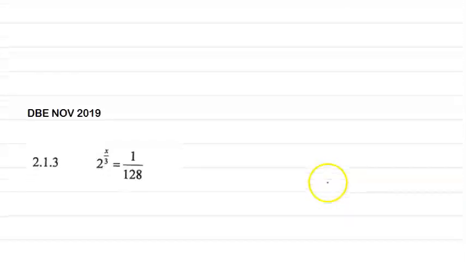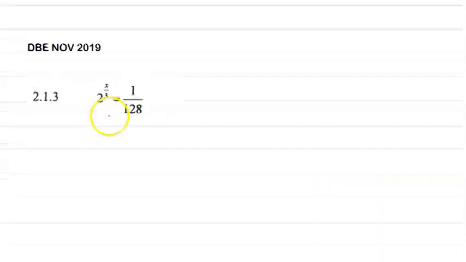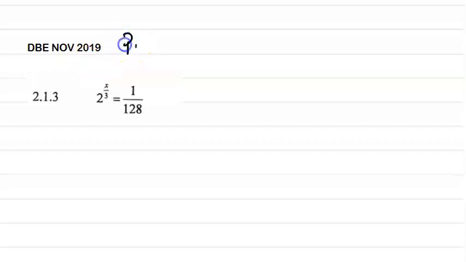So the next example that I'm looking at is from the November 2019 paper 1 as well. These are all paper 1 questions. And if you look at it here, I got 2 to the x over 3 equals 1 over 128. So it's more of the same thing here. So here you got 2 to the x over 3 equals, now 128. How can we represent 128 as a prime base?